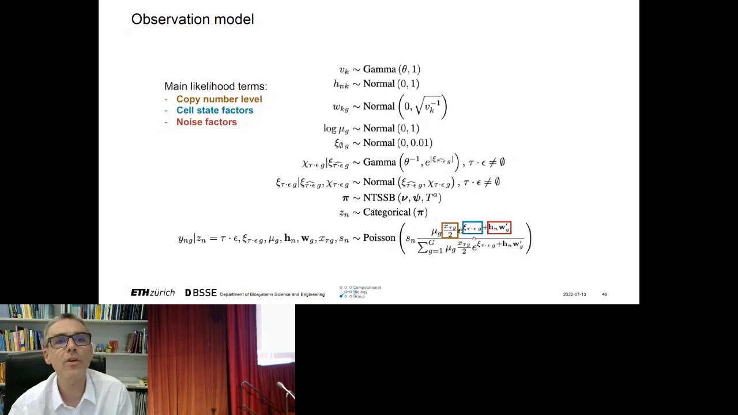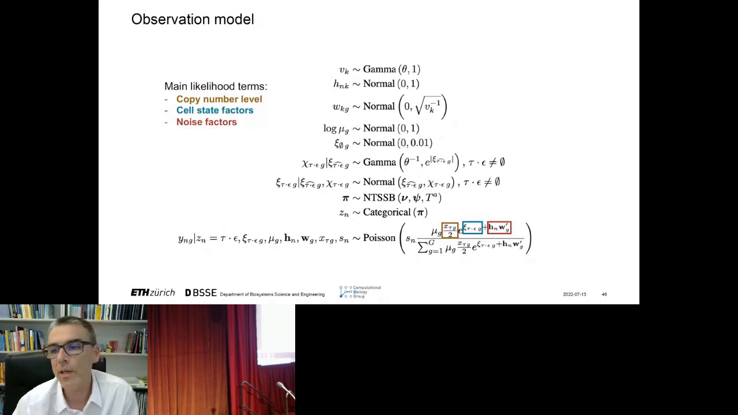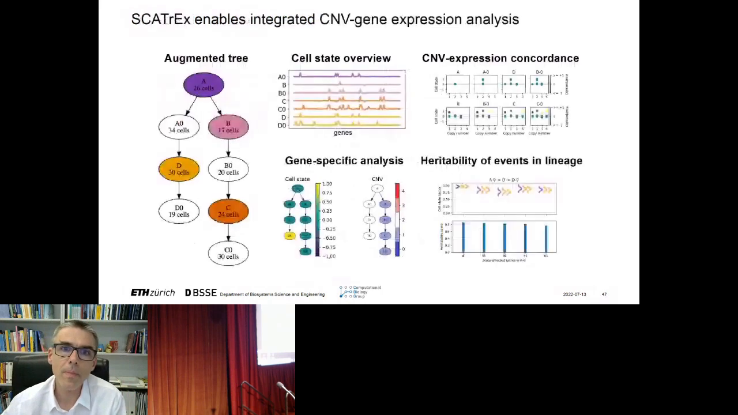The second factor here, what we call the cell state factors, are independent of the copy number, orthogonal, but they are inherited along the tree. And finally, in the reddish color here are noise factors. So these are factors that are independent of the tree, and they account for any type of noise, including, of course, biological factors such as cell cycle and so on.